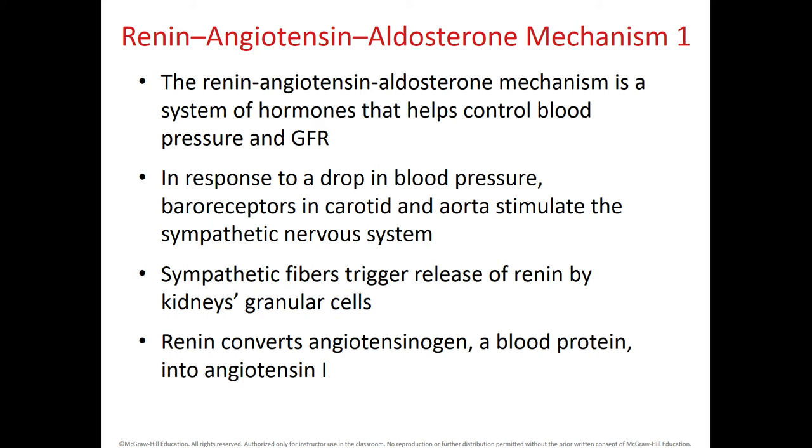And then renin is going to activate a protein in our blood that is called angiotensinogen. And then angiotensinogen is going to be converted into angiotensin 1. So it's going to make like a cascade.